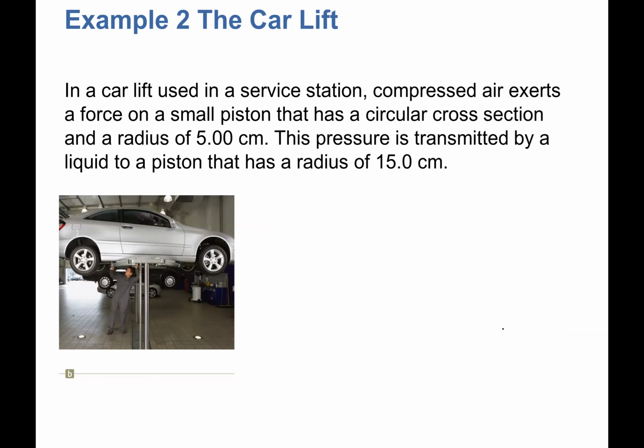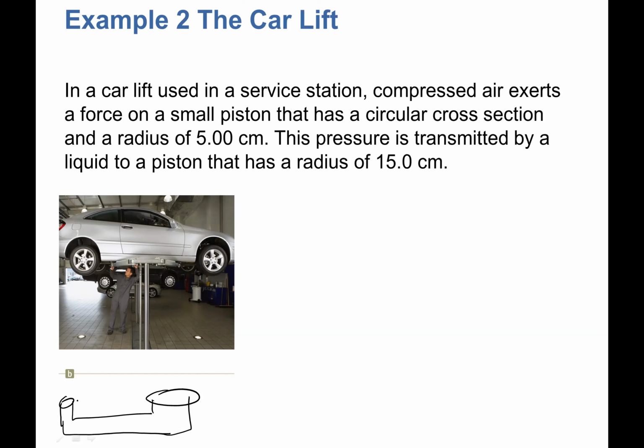All right, so here's an example. In a car lift used in a service station, compressed air exerts a force on a small piston that has a circular cross-section and a radius of 5 centimeters. So that's basically the first one. This pressure is transmitted by a liquid to a piston that has a radius of 15 centimeters. Now here's the second one, with a radius 3 times larger. One of the things we want to know here is basically what force.